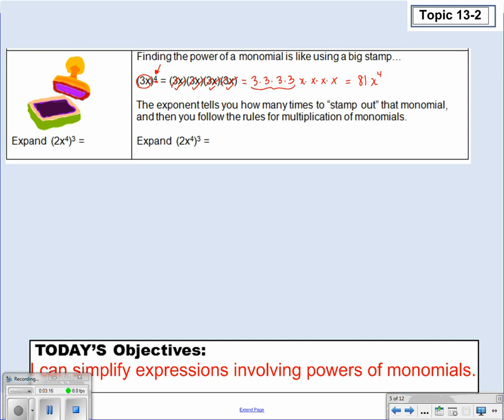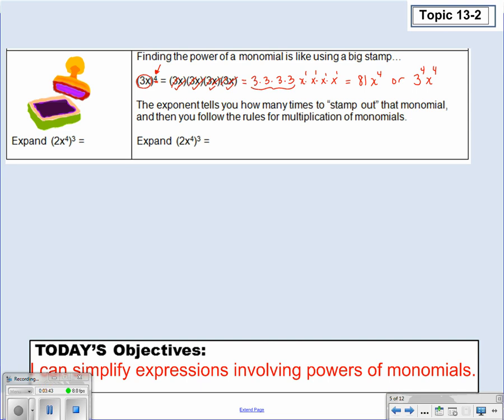Because our multiplication says if they have the same base, then we can add the exponents. Or, because our 3's have the same base, this could also be 3 raised to the 4th power times x to the 4th power. So our exponent tells you how many times to stamp out that monomial, and then you follow the rules of multiplication of the monomials. So let's do a couple examples.